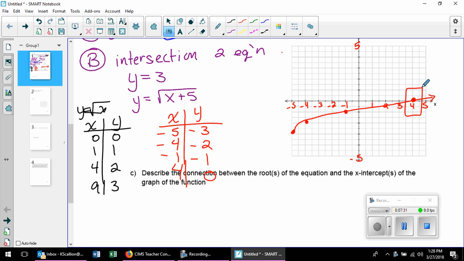Okay, so it says describe the connection between roots and x-intercepts. And the same thing. What's another word? Zeros. Zeros in the function. Right? Because the function has a value of 0.